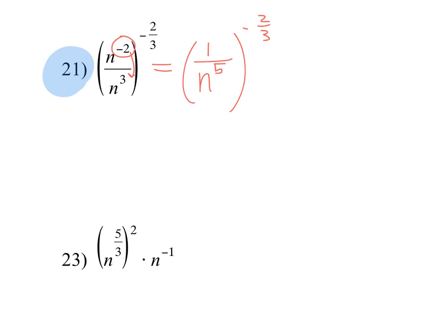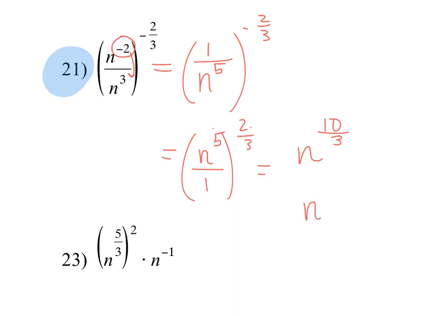I also can use this negative exponent on the outside. Negative exponents create reciprocals. So if I have a fraction, I can write this as n to the 5th over 1. I don't necessarily need that. But now I have a positive exponent of 2/3. So now I can distribute that 2/3 to the 5, and I'll get n to the 10/3 over 1, which I don't need to write. And once we simplify this down, this will be n to the 3rd times the cubed root of n.